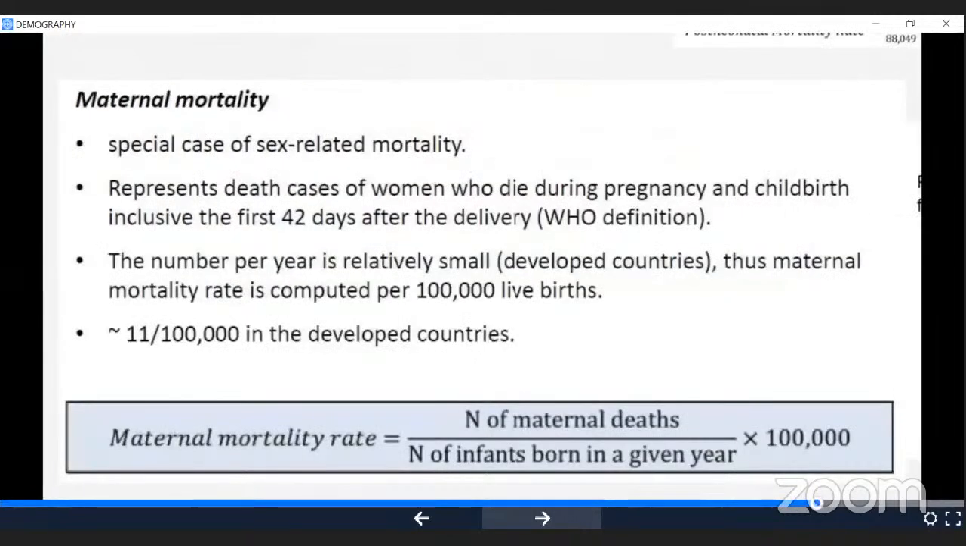For maternal mortality, a special case of a sex-related mortality, it represents death cases of women who died during pregnancy and childbirth, including the first 42 days after the delivery. This is the WHO definition. Since the number is small, it's computed per 100,000 live births: number of maternal deaths over number of infants times 100,000.